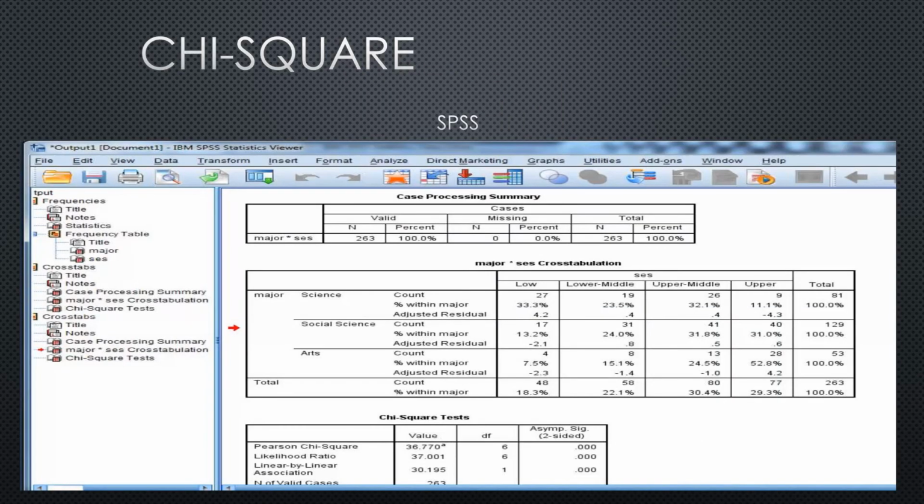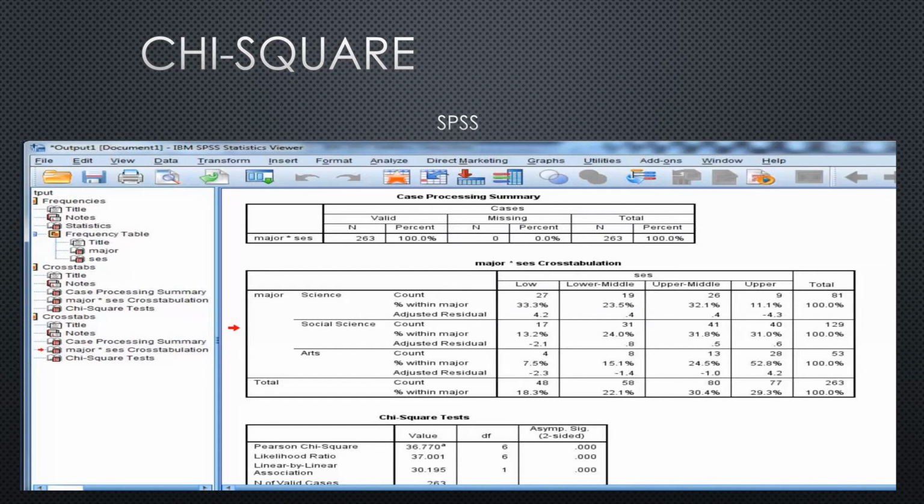Again, if you look at the arts, you can see 53% are in the upper. So again, are people that come from wealthier backgrounds more likely to major in the arts? Okay, if you look here at the bottom, the first two are descriptive. This is just descriptive. This one's the inferential table at the bottom. This is the chi-square test.